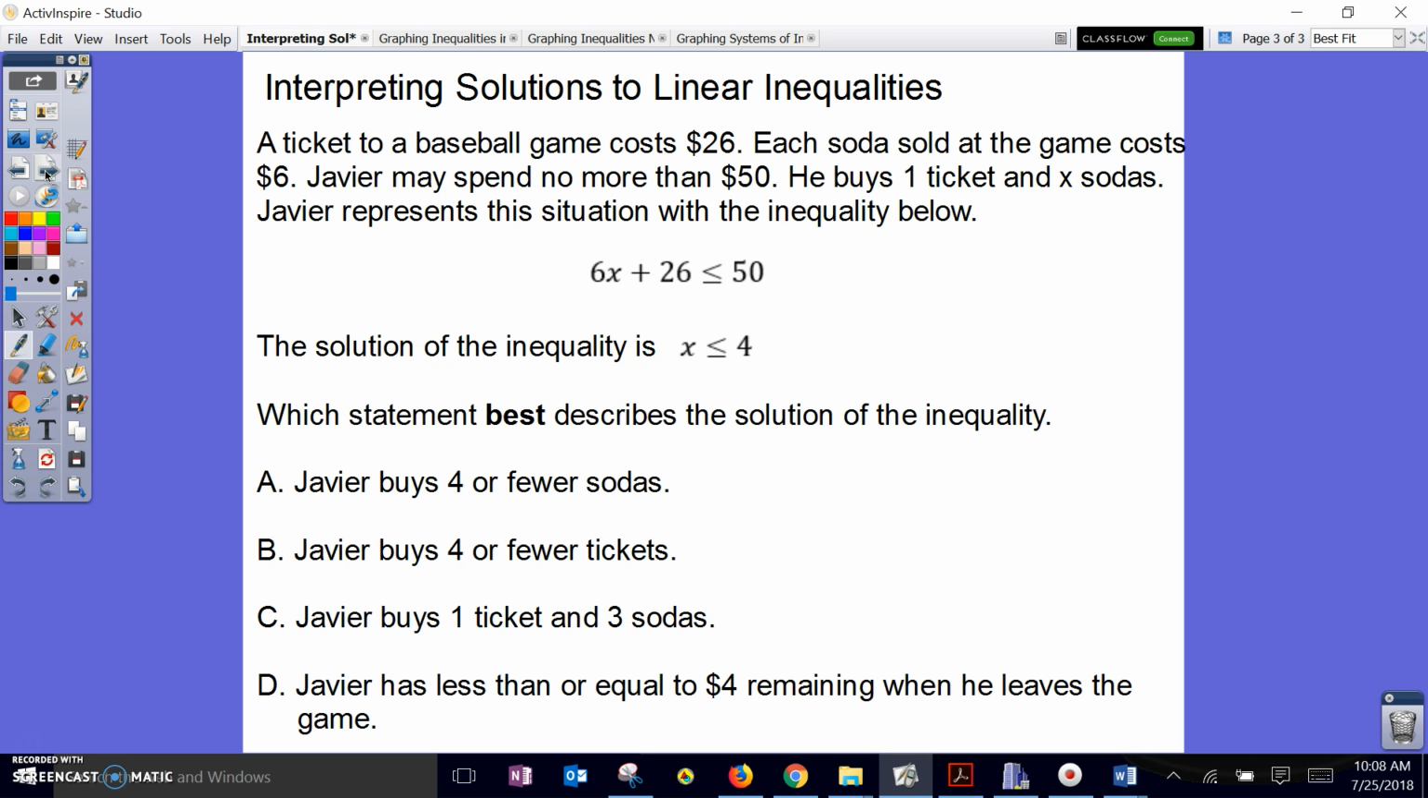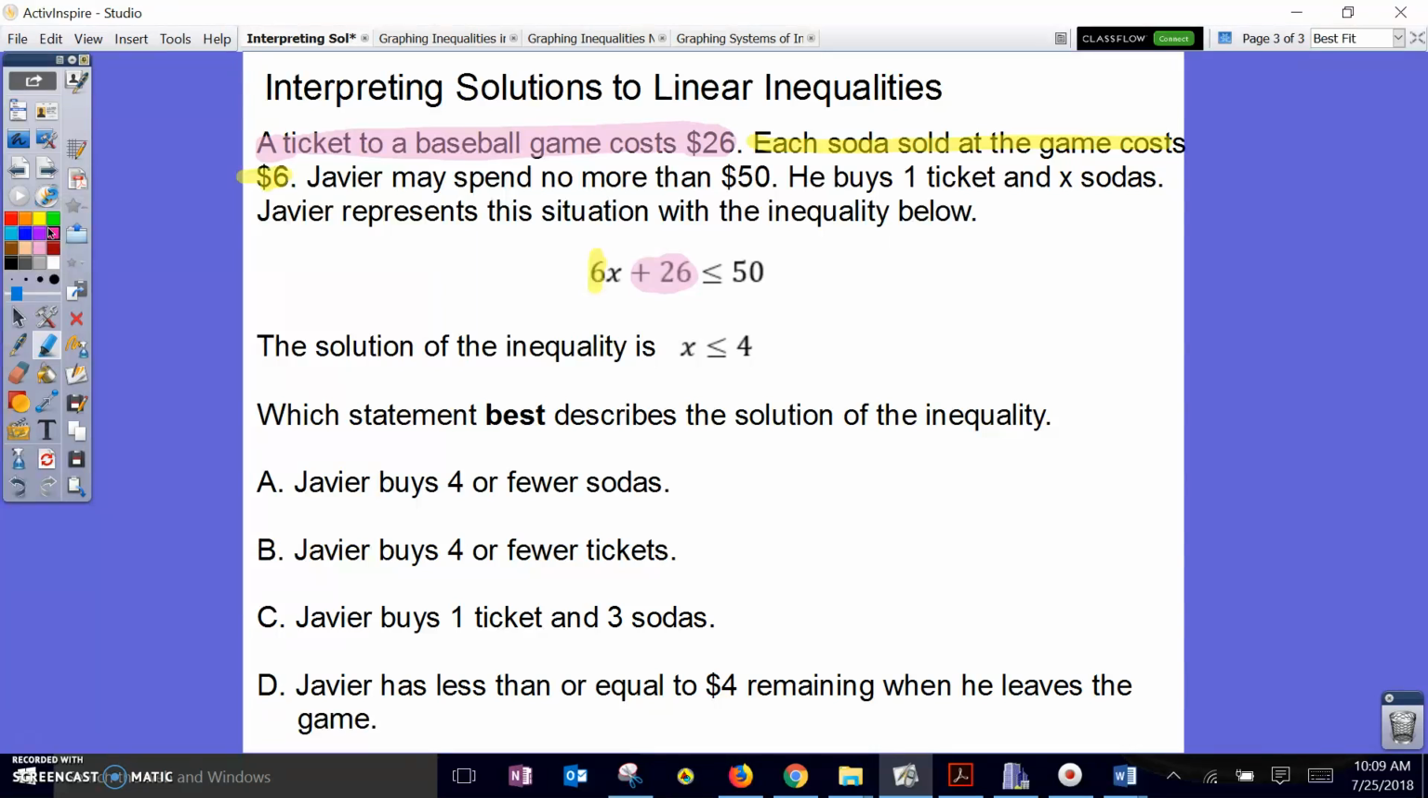Javier buys 4 or fewer sodas. Javier buys 4 or fewer tickets. Javier buys 1 ticket and 3 sodas. Javier has less than or equal to $4 remaining when he leaves the game. So let's break down this model and look at what things represent. First off, we have a ticket costs $26. That's this plus 26 right here. Each soda costs $6. So we're multiplying the cost of the soda times x.